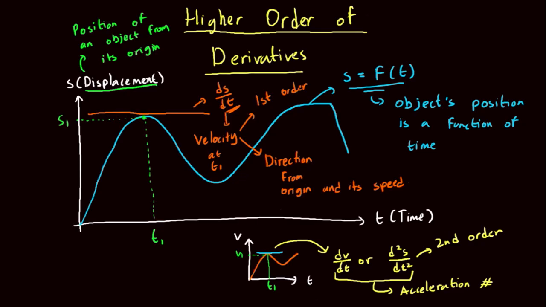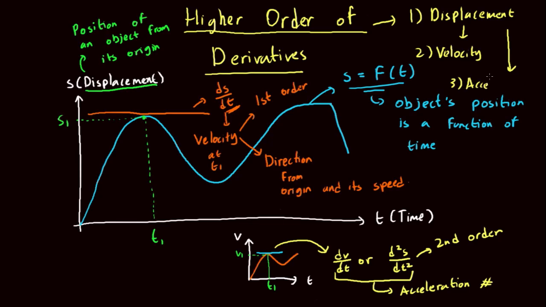We can easily study displacement and its relationship with velocity and acceleration. Displacement to velocity is simply ds over dt, and displacement to acceleration is d squared s over dt squared, which is the second order derivative. There are many cases where we'll be using derivatives of higher order, but one popular example is the one I've just highlighted in the graph below.